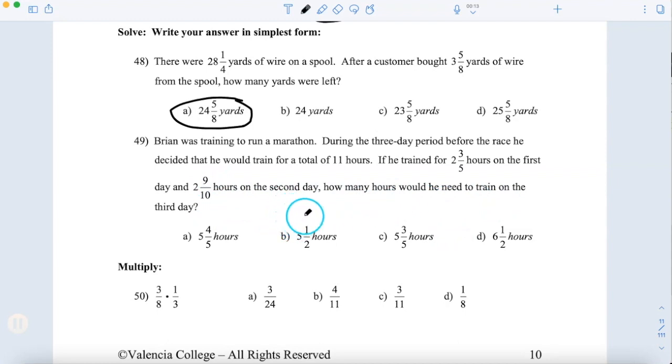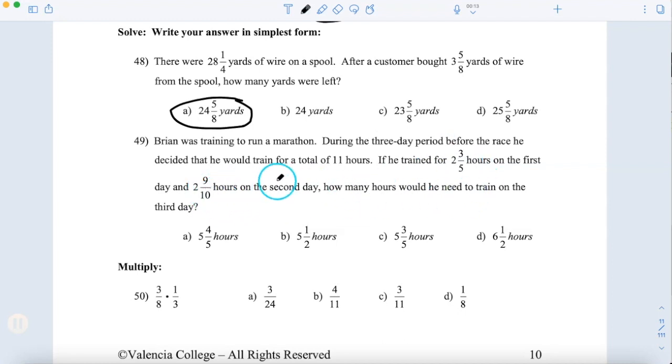Interesting. All right. So this is 2 days of training, right? If you notice, all of the answers start with the 5 or 6 hours. Okay, so what does that mean? 11 is the total. He trained for this, he trained for that. How many hours are left? That means 11 minus this minus this. Okay, so that's one way of doing it.